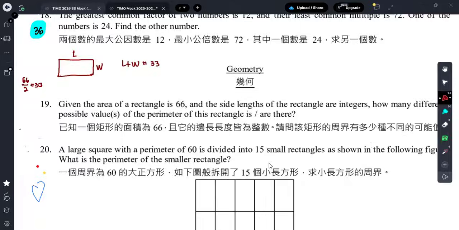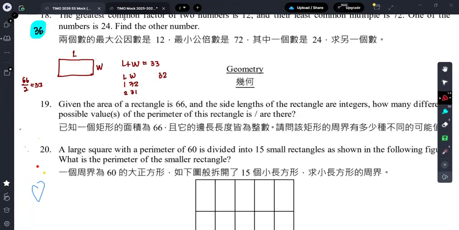Okay, so from here, how many lengths are there? We can have L and W. Our L can be 1, the other one is 32. This one is 2, the other one is 31, and so on, up to 32 and 1. So how many all in all do we have?